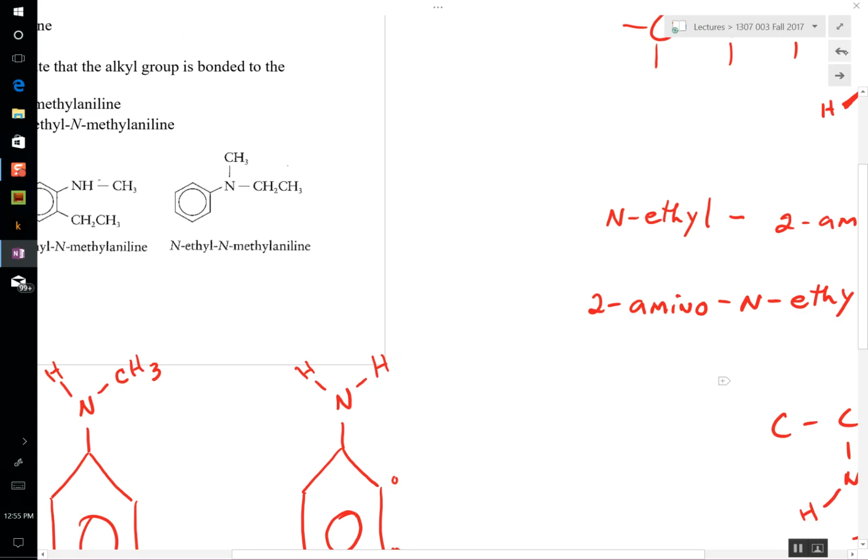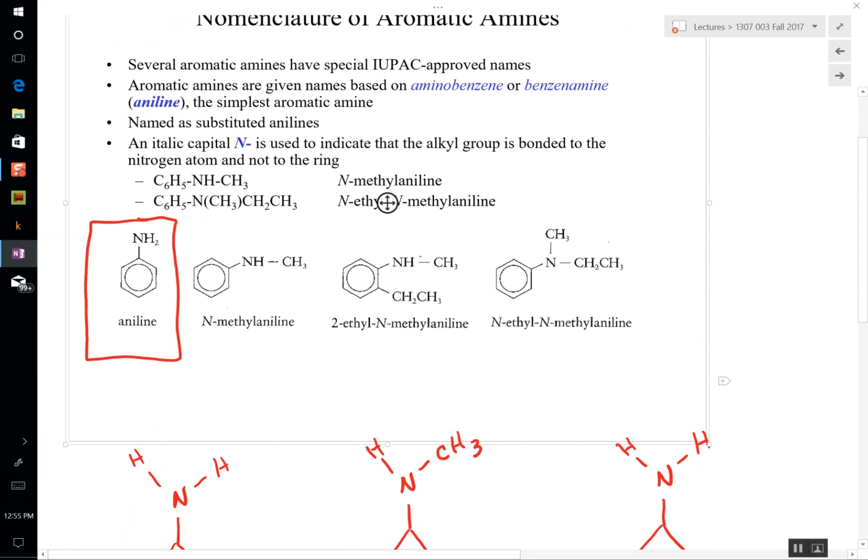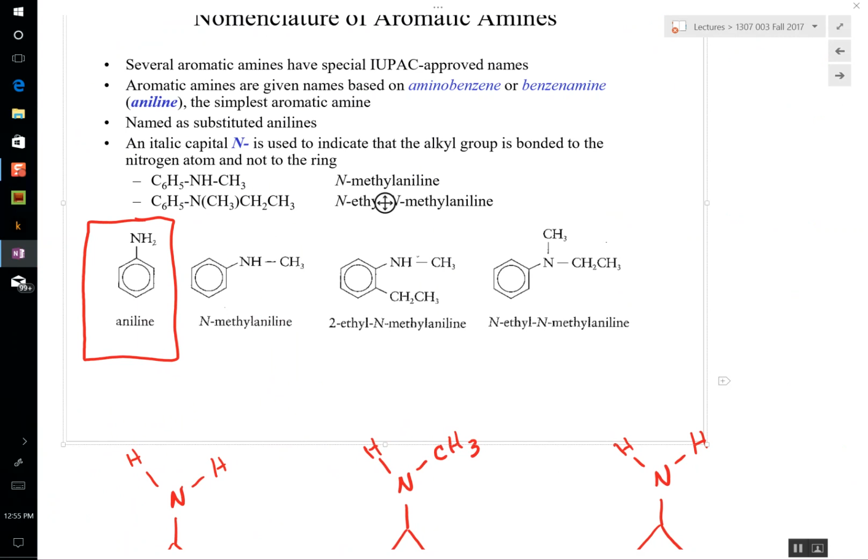Let's see, I think the previous slide showed you some of those examples. So here's N-methyl-aniline. Here's 2-ethyl N-methyl-aniline. I guess they're just alphabetizing them here. N-ethyl N-methyl-aniline. So here you have an amine that has 2 substituents on it.